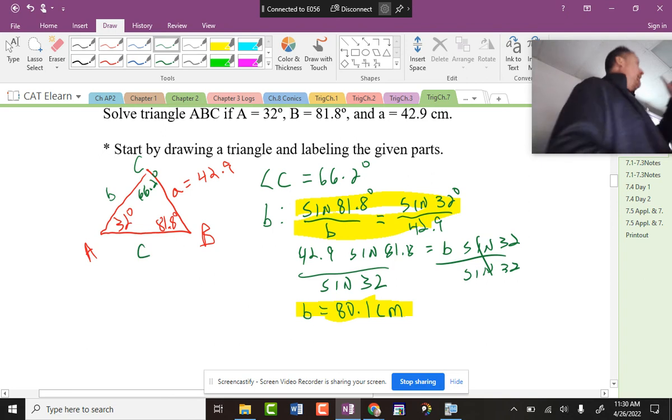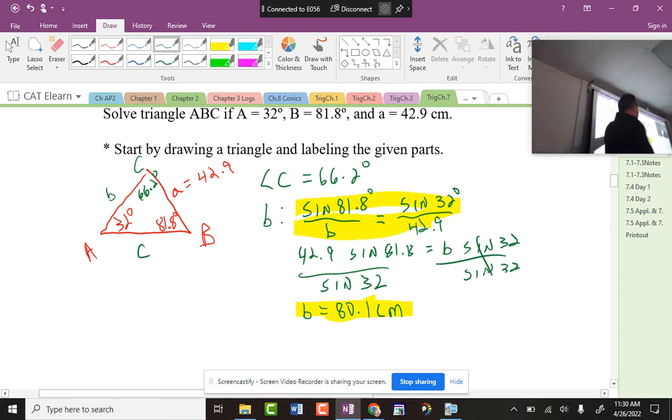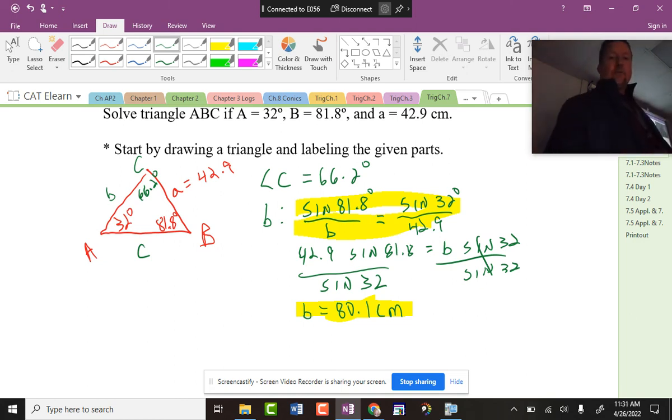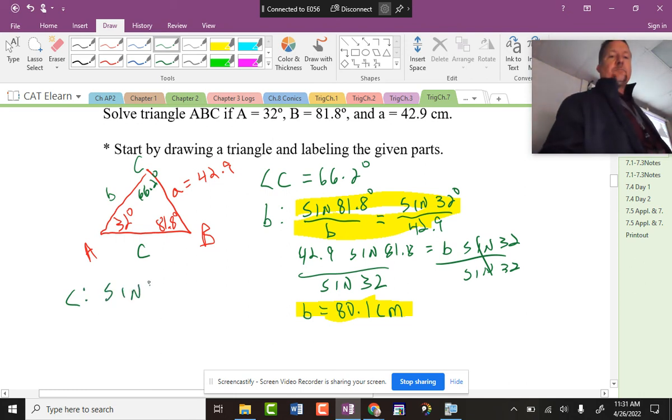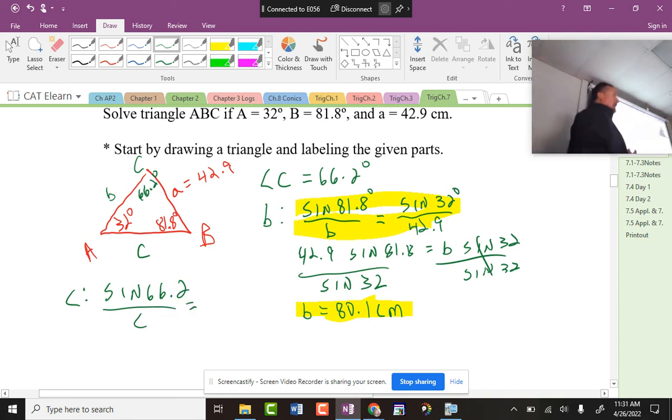Okay, now, is this a right triangle? Yes or no? 3, 2, 1, go. No. So can I use the Pythagorean theorem now that I have two sides? Yes or no? No. So it's law of sines again, and I'm not going through the whole progression of it. I'm just going to set it up. Go back to the given. Do not use that 80.1. You may have made a mistake. So go back to sine 32 over 42.9.